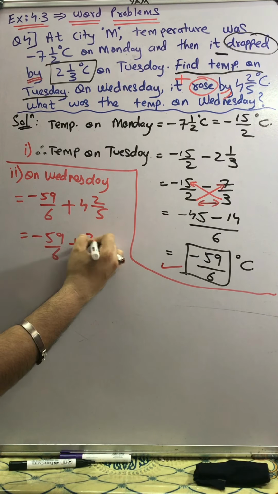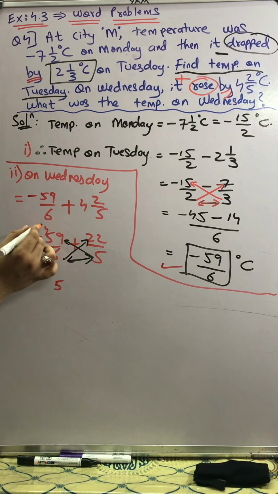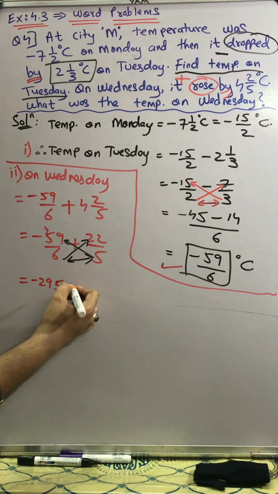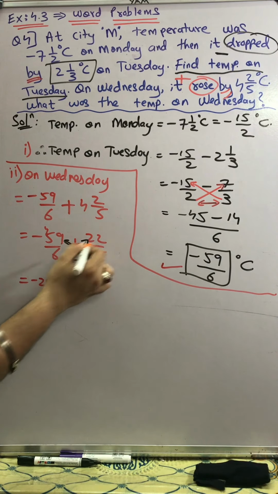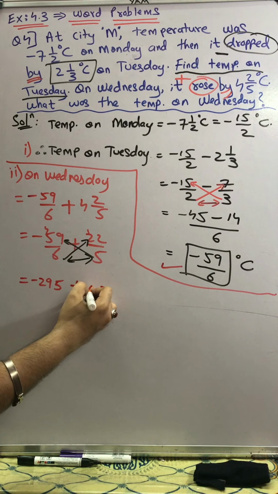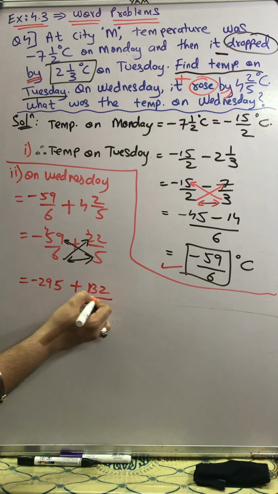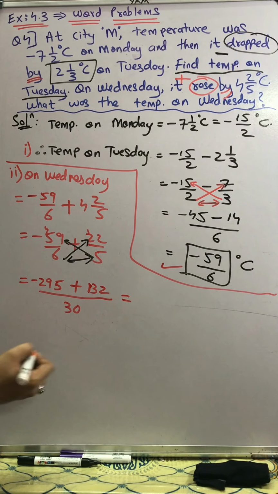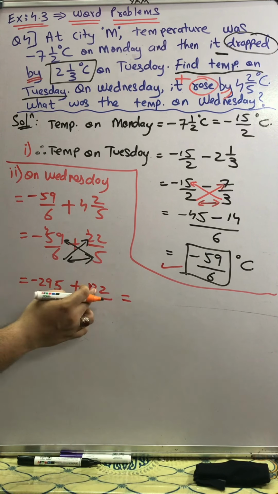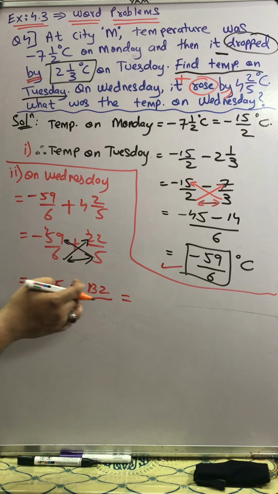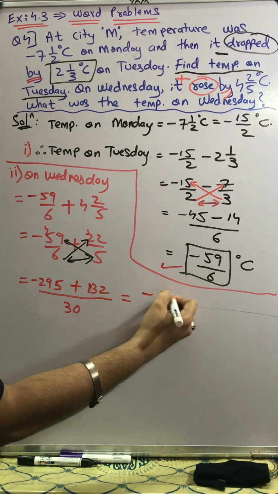5 multiplied by minus 59: 5 9s are 45, carry 4, 5 5s are 25, 25 plus 4 is 29, and here minus. So minus 295, by default plus sign. 6 multiplied by 22: 6 2s are 12, carry 1, then 6 2s are 12 plus 1, 13, so 132. This becomes 132 the whole upon 6 5s are 30. I don't have space, that's why I'm not going vertically, I'll go horizontally. Now minus 295 plus 132: minus plus will of course be minus, with the sign of the greater number, which is minus. So minus 295 plus 132, you will get minus 163.